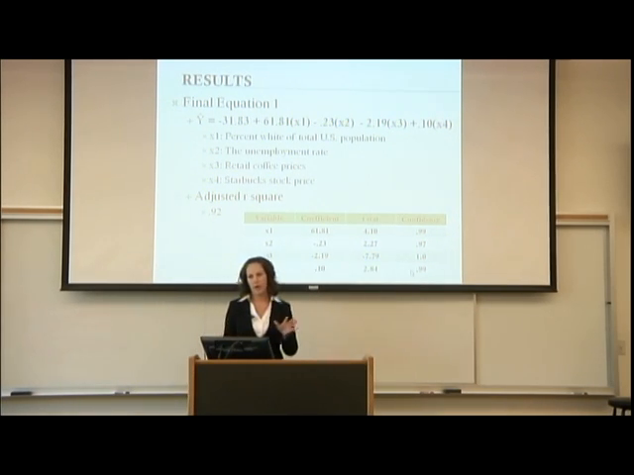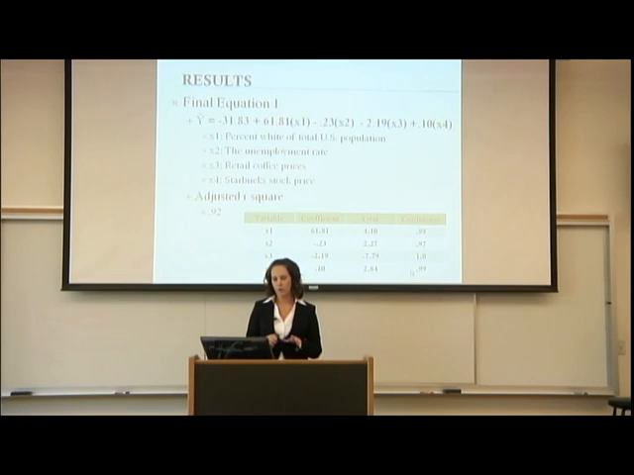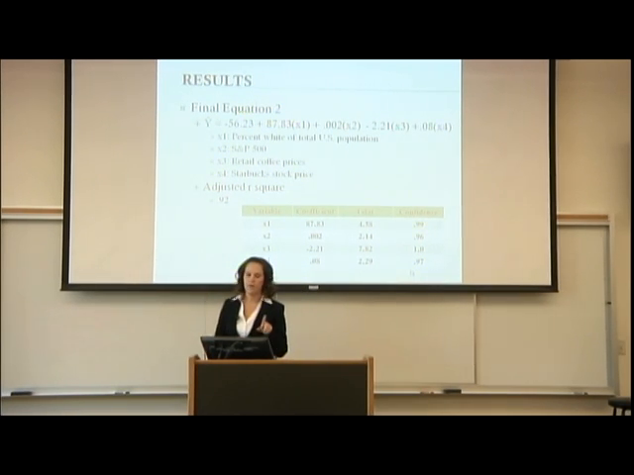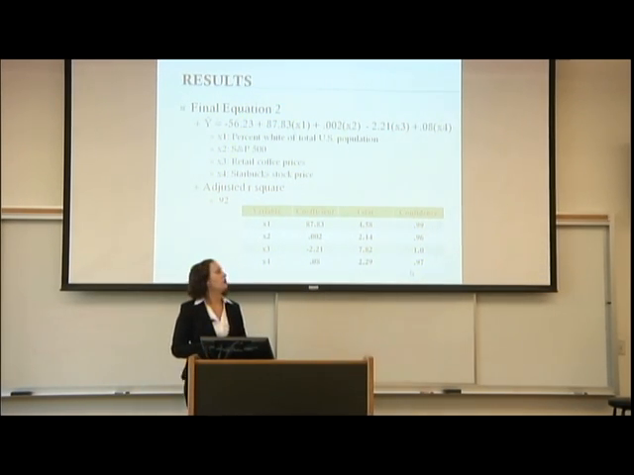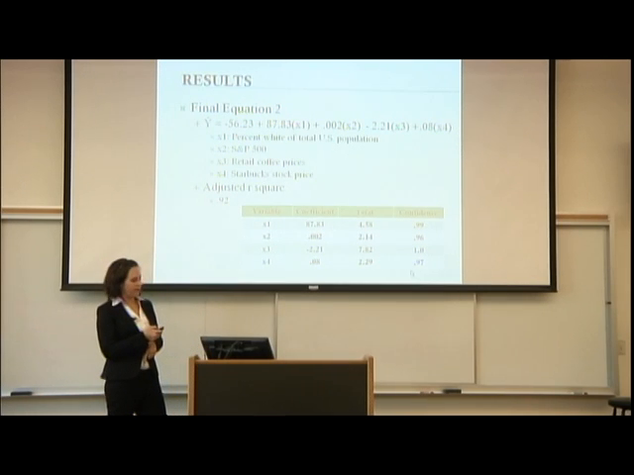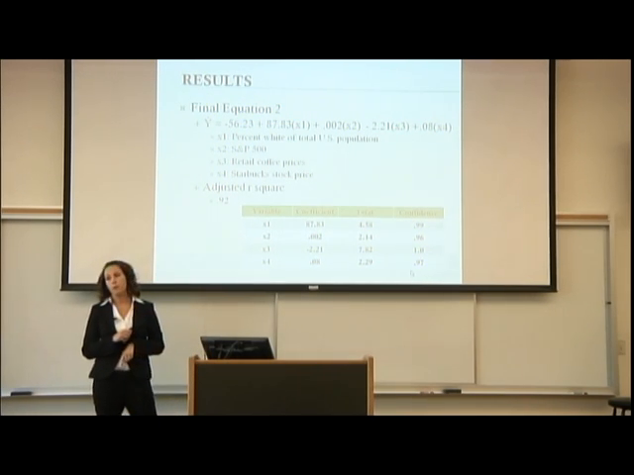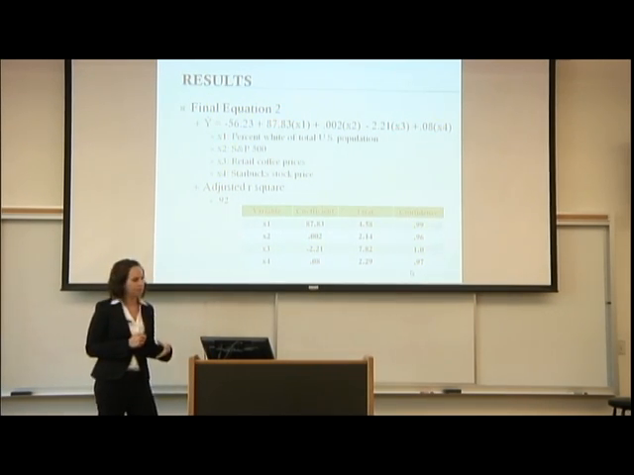But in going through my trial and error approach further, I found another equation that was very similar. It was very strong, just like this one, and the only difference was the second x variable, which is the S&P 500 in this one, whereas it was the unemployment rate in the prior equation.